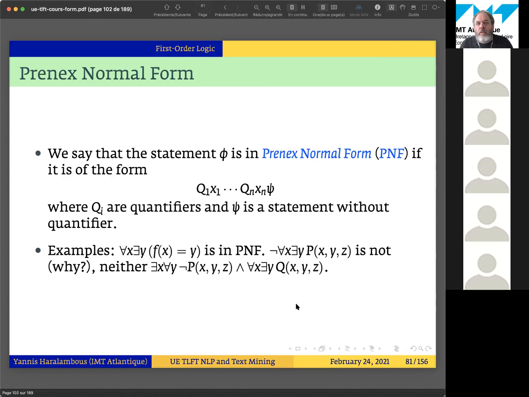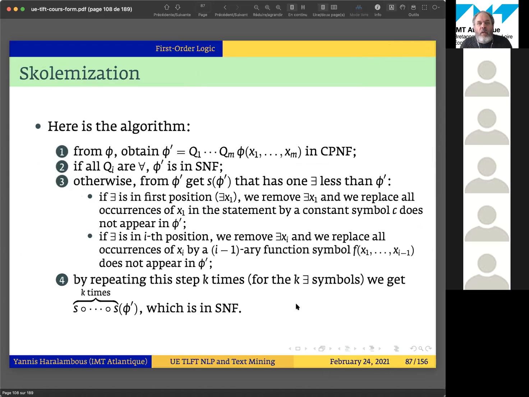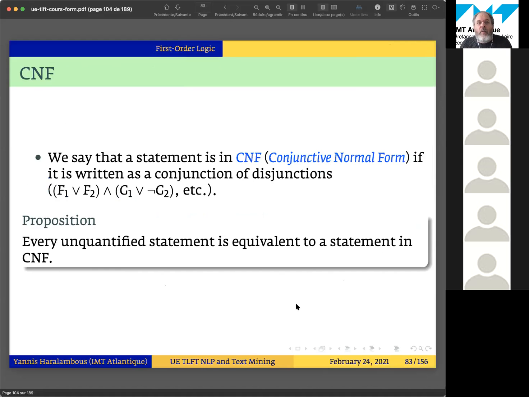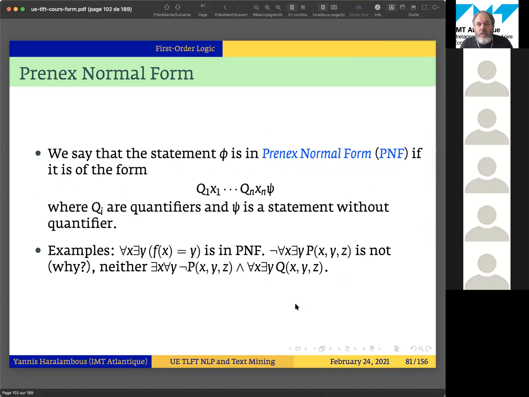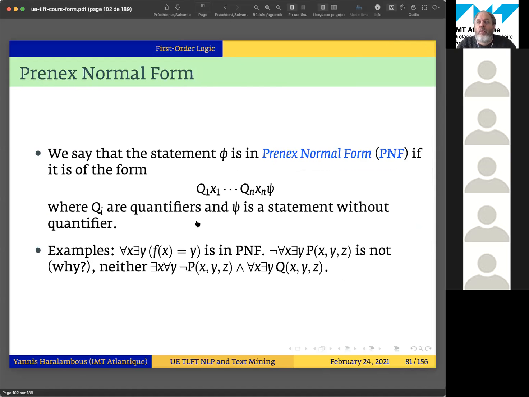Now, to do this, we simplify our formulas. In the next slides, you will see 1, 2, 3 ways of simplifying formulas, and these are used by machines to prove that there is a contradiction. So you will perhaps not use these directly, but it's good to know them, gives you a better idea about how the machine works.